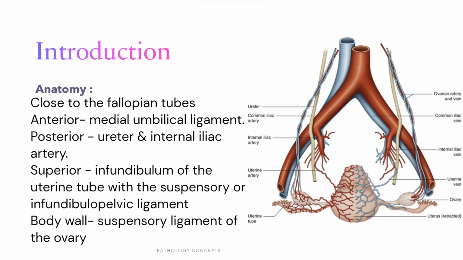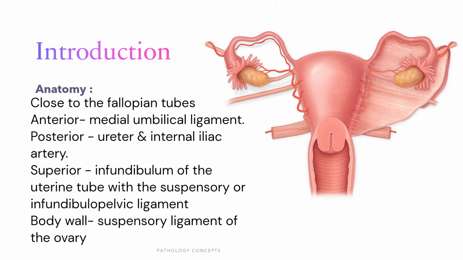Ovarian fossa is composed of the bifurcation of the external iliac artery and internal iliac artery. Anterior to the ovary is the medial umbilical ligament. Posterior is the ureter and internal iliac artery. Superior to the ovary is the infundibulum of the uterine tube along with the suspensory or infundibulopelvic ligament, which is the posterior extension of the broad ligament of the uterus, and it is also called mesoovarium.